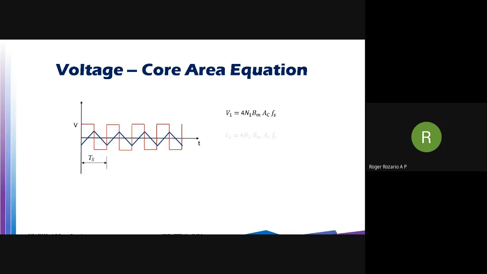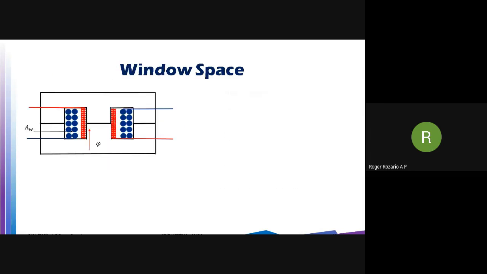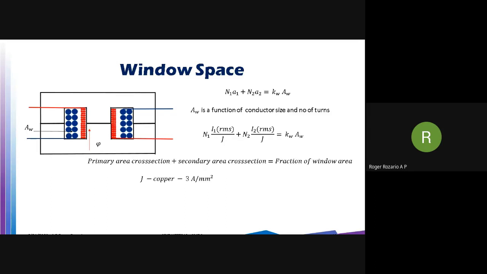So next we moved on to the window space factor, or the relationship between the window area Aw and the current. N1A1 plus N2A2, the number of turns multiplied by the area of cross section of the conductor, for primary and secondary, was equal to the window space factor times the area of the window. A1, the area of cross section, can be written as current by current density. From this, we can relate the area of the window to the current.